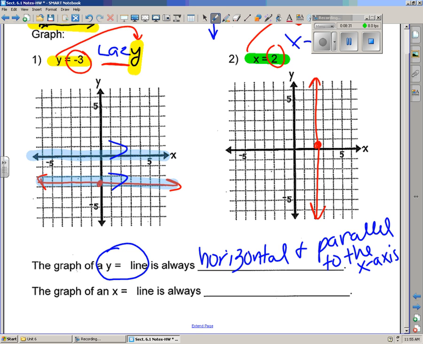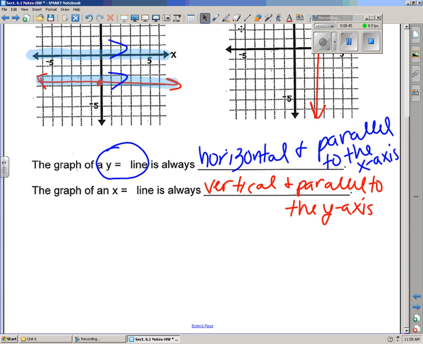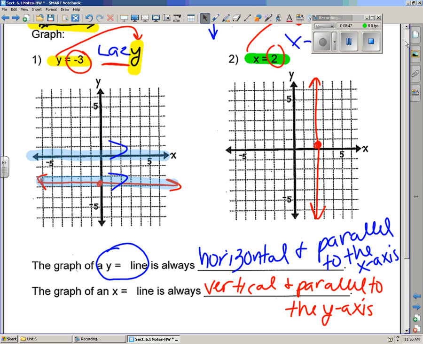where x lines are always going to be vertical and parallel to the y-axis. Let me come back down here for 1 second. So x lines, this x line right here, this vertical line is parallel to the y-axis. Okay, that's it. So you should be able to do your homework from here.